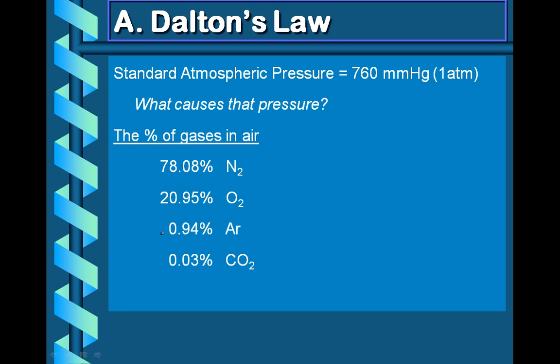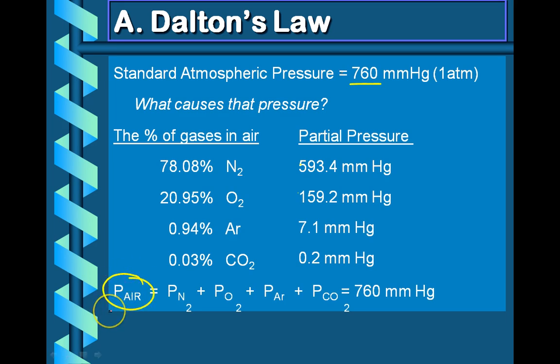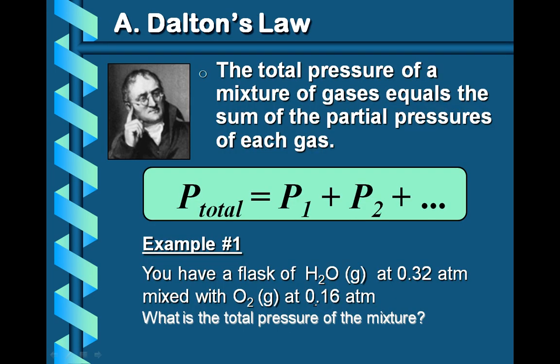Well, the pressure of 760 is caused by nitrogen, oxygen, argon, and carbon dioxide molecules hitting you, hitting the walls, hitting everything around it. And we could calculate based on the percentage what the partial pressure of each gas is at standard pressure. If you add up all these partial pressures, it adds up to the total atmospheric pressure. So Dalton's law as applied to this situation is that the total air pressure or atmospheric pressure is the sum of all the partial pressures. And that's exactly what Dalton's law said.